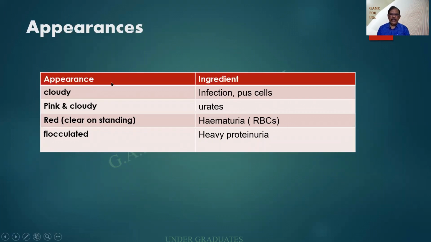A cloudy appearance whenever there is infection because of the pus cells. Pink and cloudy because of urates. Red colored, it becomes clear on standing because of hematuria. RBCs will be settling to the bottom, therefore you get a clear color. Flocculated because of heavy proteinuria. So these are the appearances of urine.